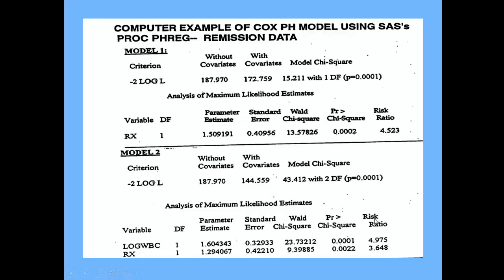So what is 3.648? What is that? That's the hazard ratio for this remission time data when you're controlling for log white blood cell count and you're comparing the treated group with the placebo group. Is that a high hazard ratio? I mean, that's almost 4. Is it significant? Is the Wald test significant?